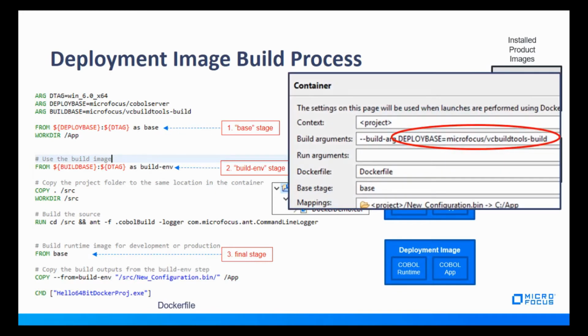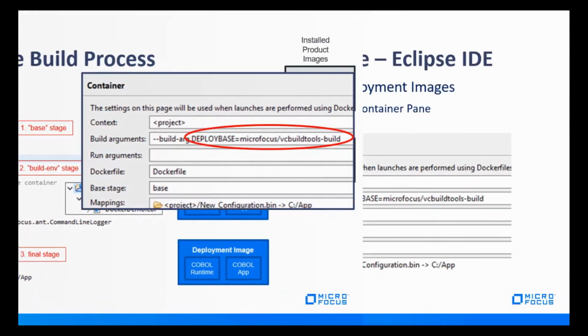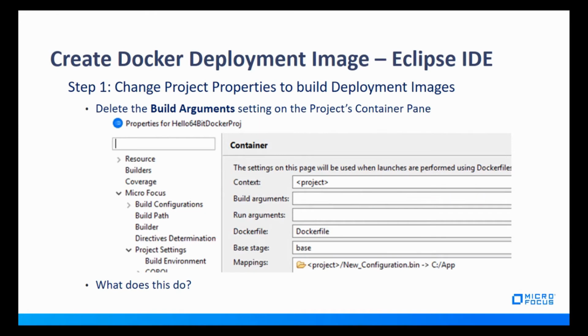With that background, let's consider what we do in step 1 when we clear out the contents of the build arguments field in the project properties. That field provided a value for the deploy base variable, which overrides the setting we saw specified near the top of the Docker file. So by default, an image built by the IDE is a development image because of this build argument setting. By removing that setting in project properties, we allow the base image to instead be built from a COBOL server for Docker image, which is suitable for deployment.